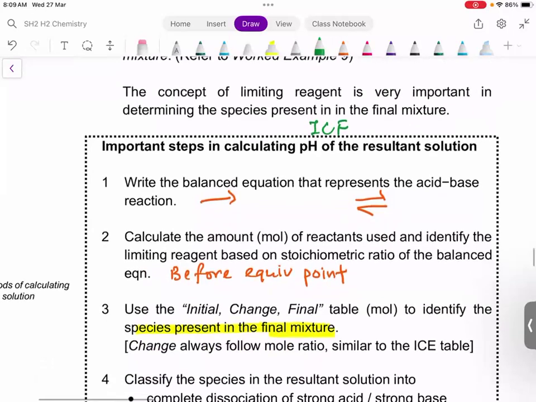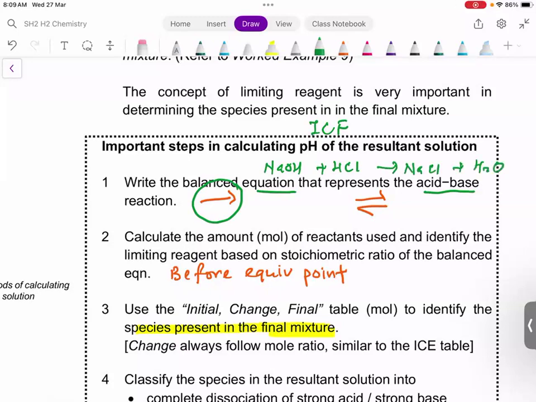Step number 1, write the balanced equation that represents the acid-base reaction. When you write the equation that represents the acid-base reaction, please take note: the arrow you need to use is a complete reaction arrow. For example, sodium hydroxide reacting with HCl in a typical titration to form sodium chloride and water. This acid-base reaction will be represented by a full arrow.